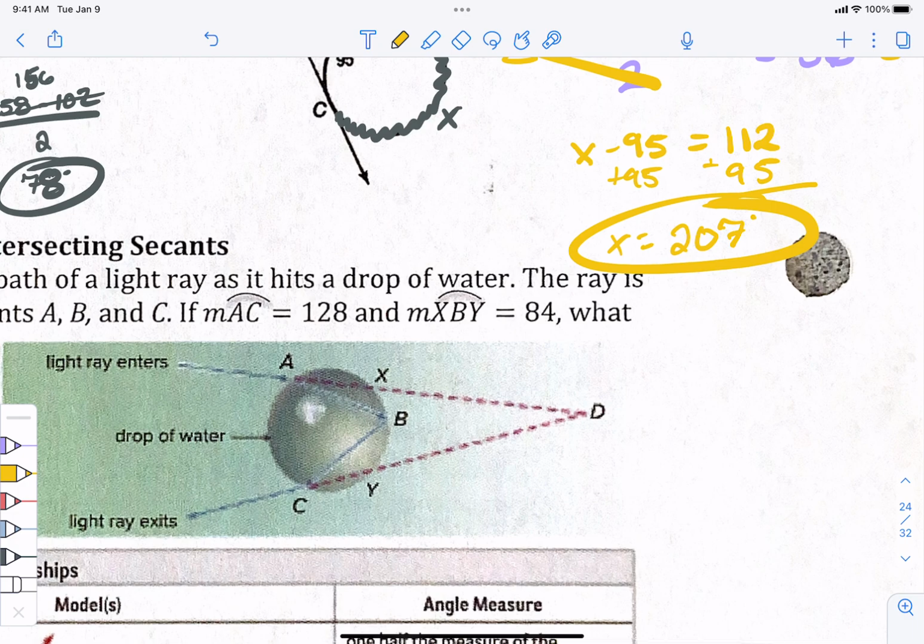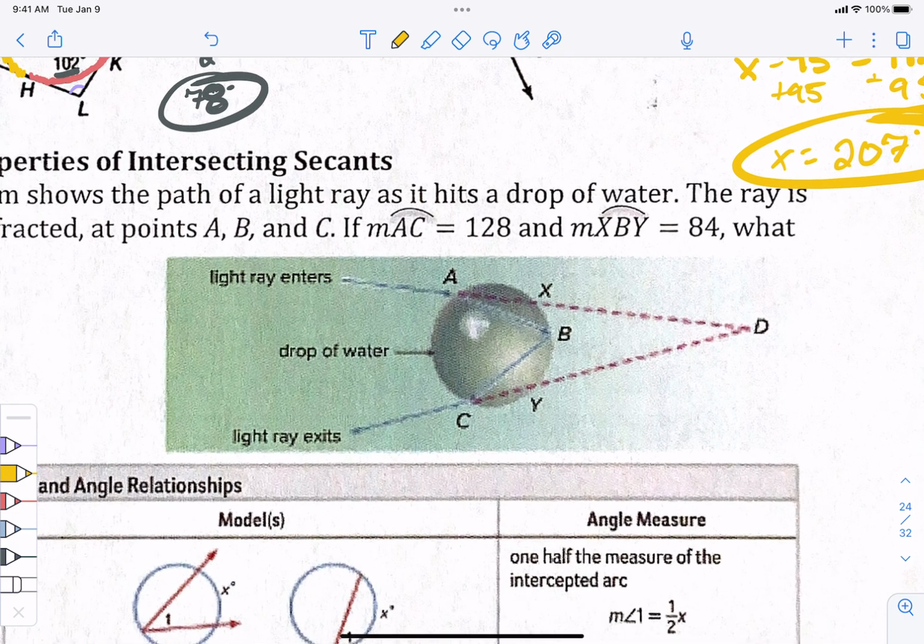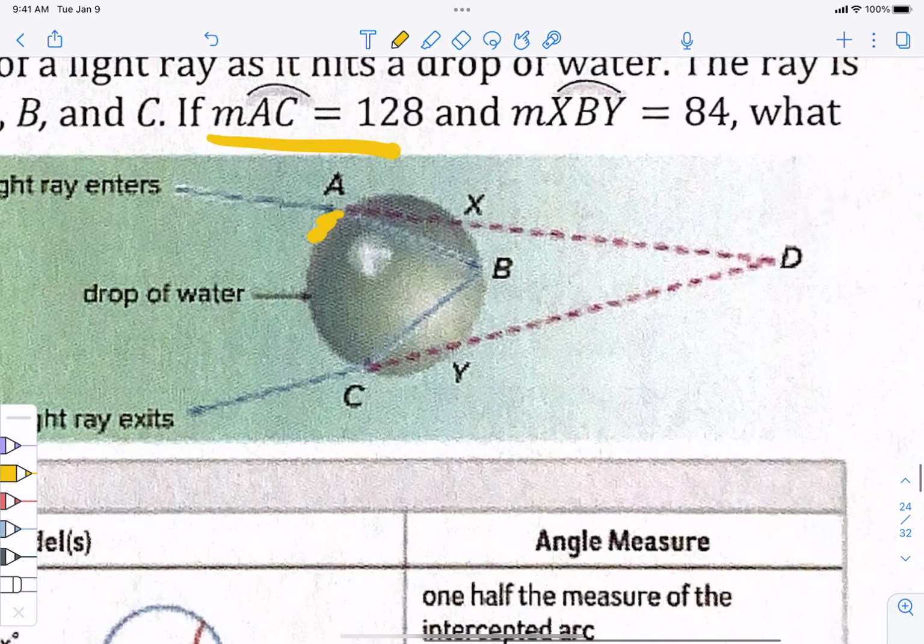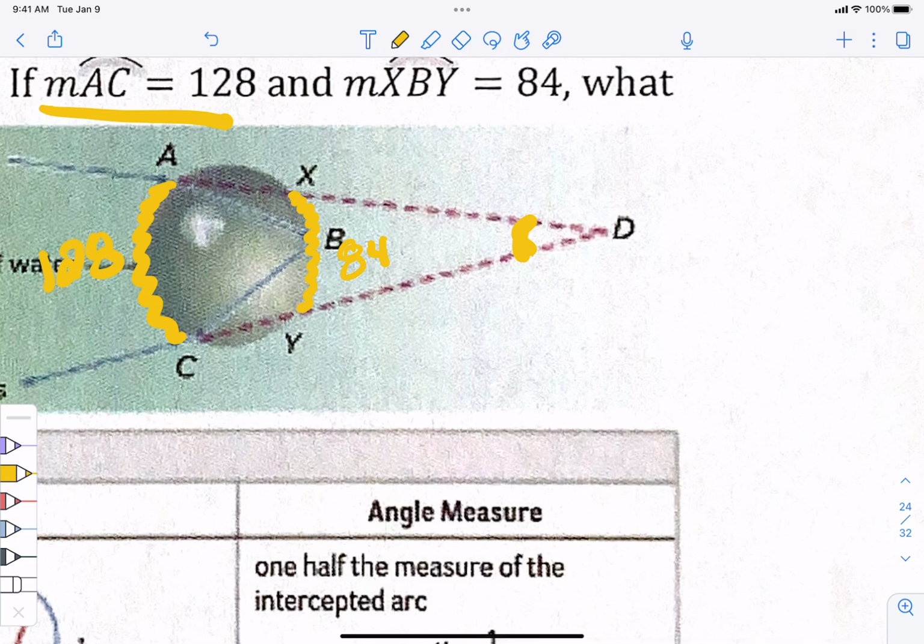Kind of story problem. They're talking about refracting light through a droplet of water. So here's my droplet of water, and they give me some information. They say the measure of arc AC, which is this guy on this side, is 128. They say the measure of XBY. Do you see where XBY lives? XBY is this one right here, and that's 84. They want us to find this angle right here. So do we add, divide by 2, subtract, divide by 2, or just divide by 2? Subtract, divide by 2, because the angle is on the outside.